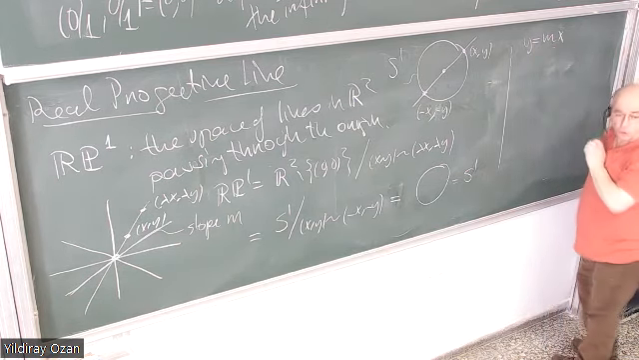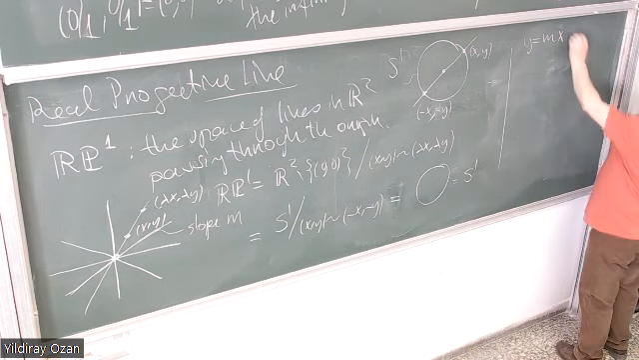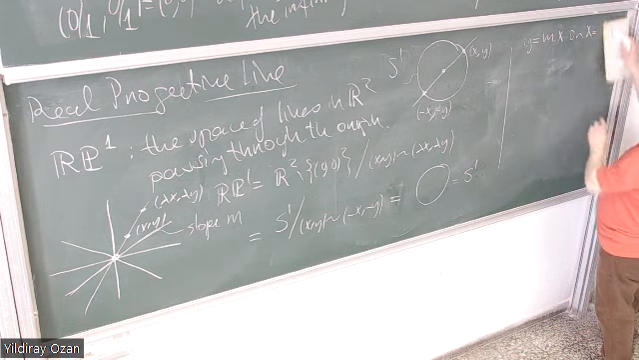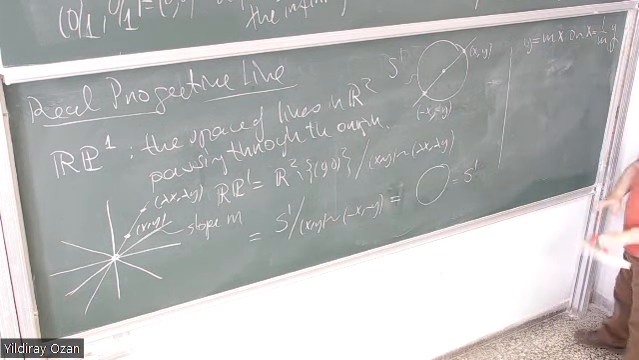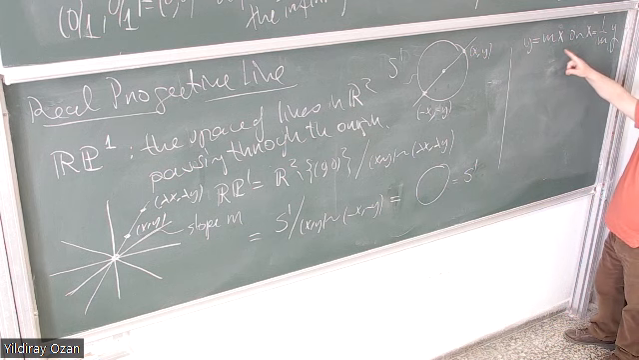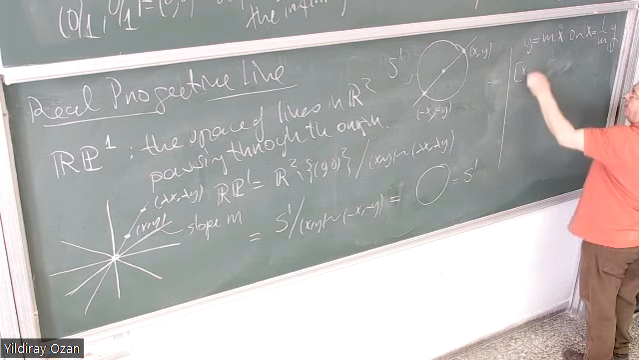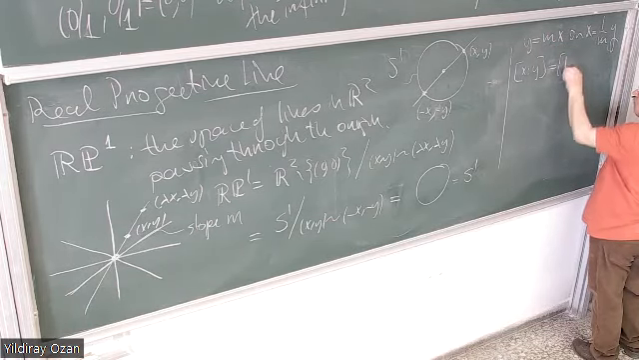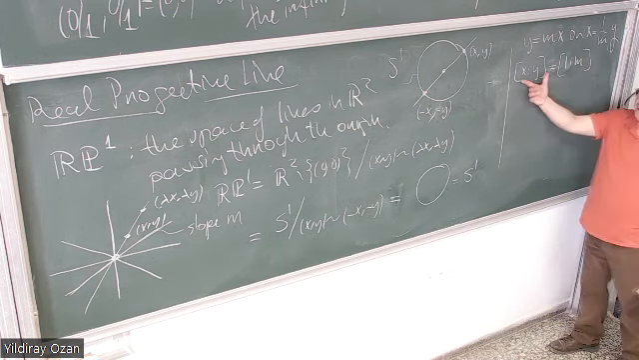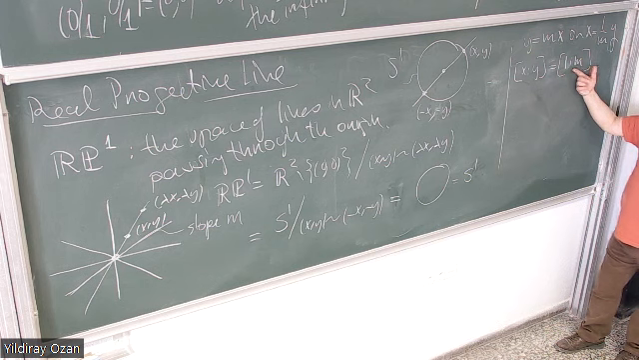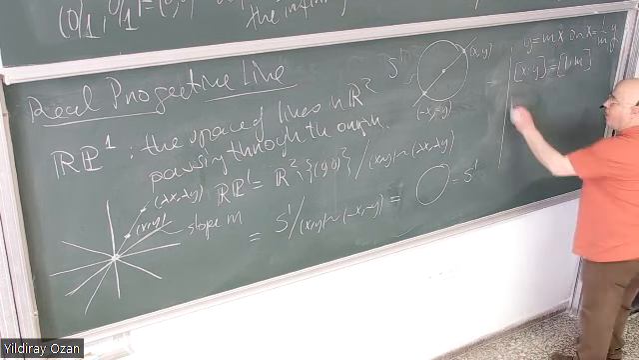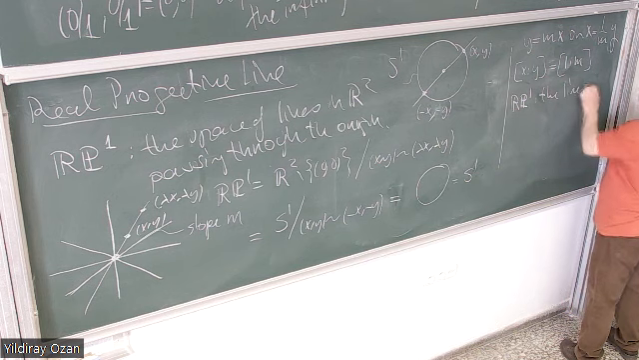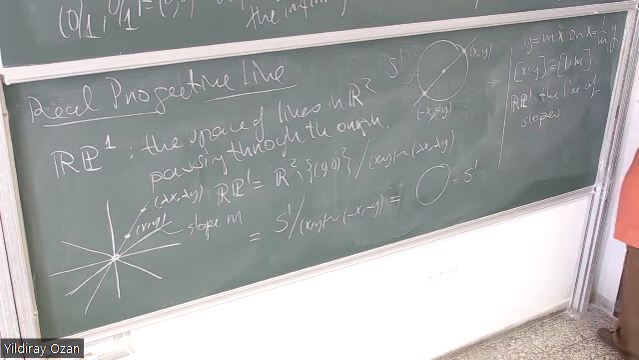Any line through the origin can be written like this, y equals mx, or x equals my. Of course, this m and this m, maybe I should write 1 over m. And this point (x, y) can be written, dividing by x, as (1, m). So a point actually corresponds to the slope of the line containing that point. Therefore RP1 is the line of slopes.